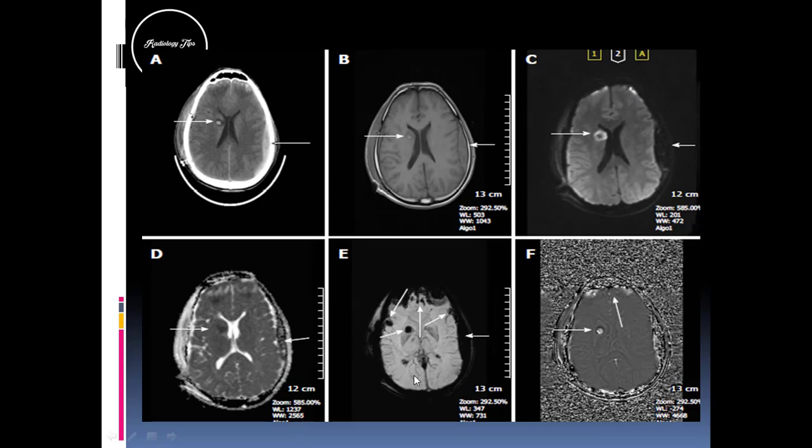But if you look to the SWI, there are multiple areas of blooming artifact, and look to this region at the temporal lobe right side. It's not seen in all sequences. And if you look to the phase image, it's bright, so this is blood and not calcifications.